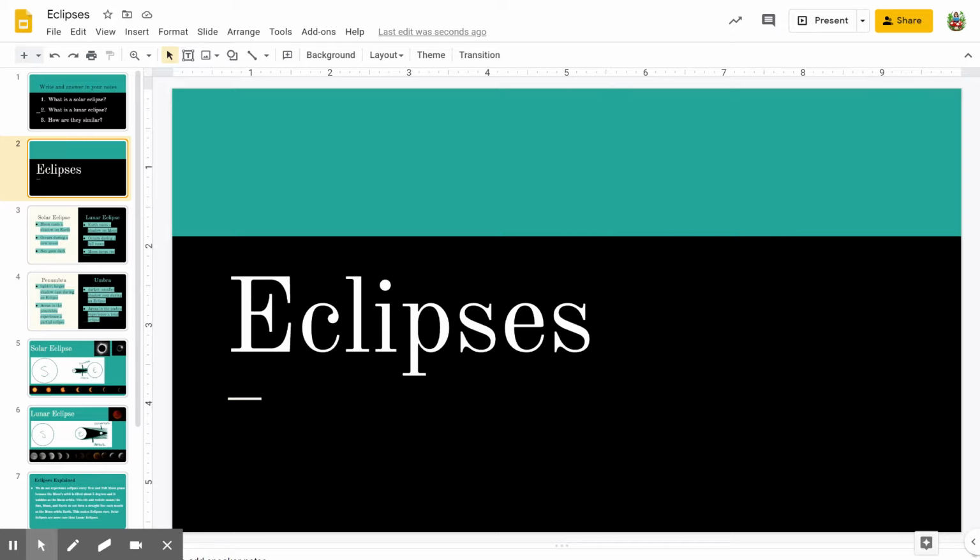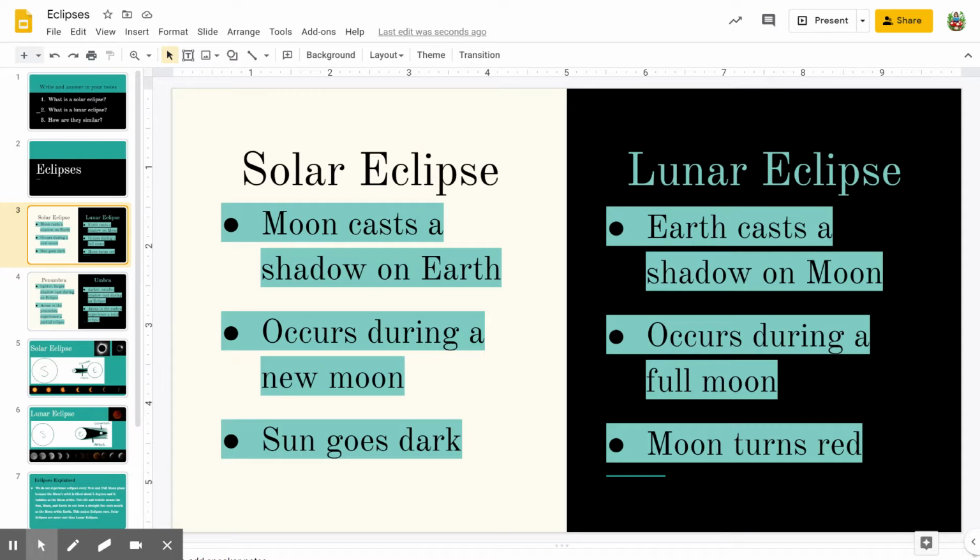All right. So our first two questions of the bell ringer were what is a solar eclipse and what is a lunar eclipse? So this is what they are right here in front of us. A solar eclipse occurs when the moon casts a shadow on the earth. So the sun is what is blocked from getting to earth. Solar means sun. So a solar eclipse is when the sun is eclipsed. The light from the sun is blocked from getting to earth.